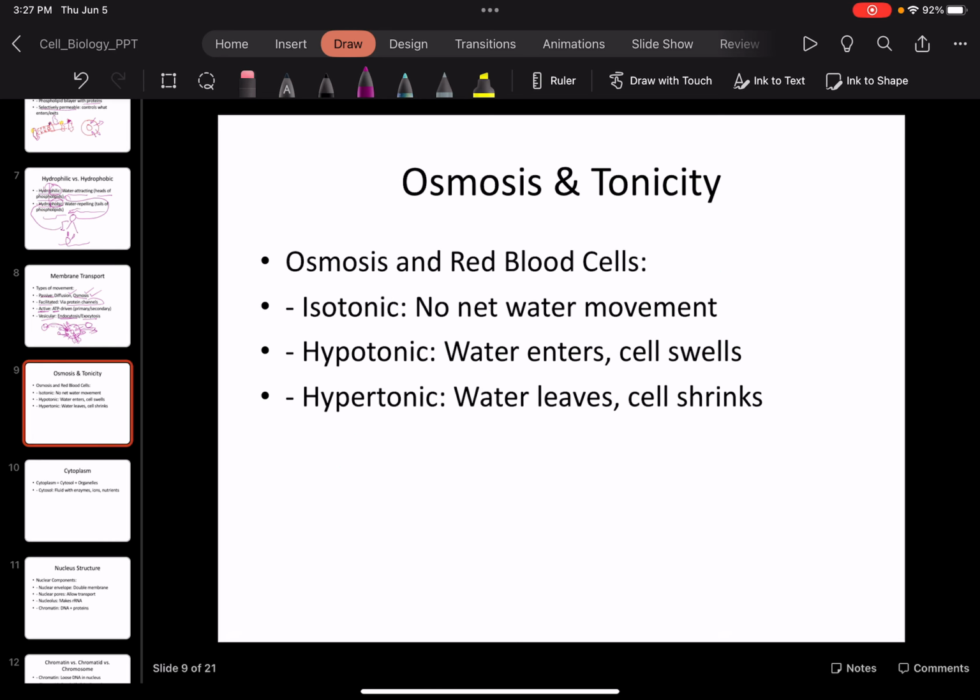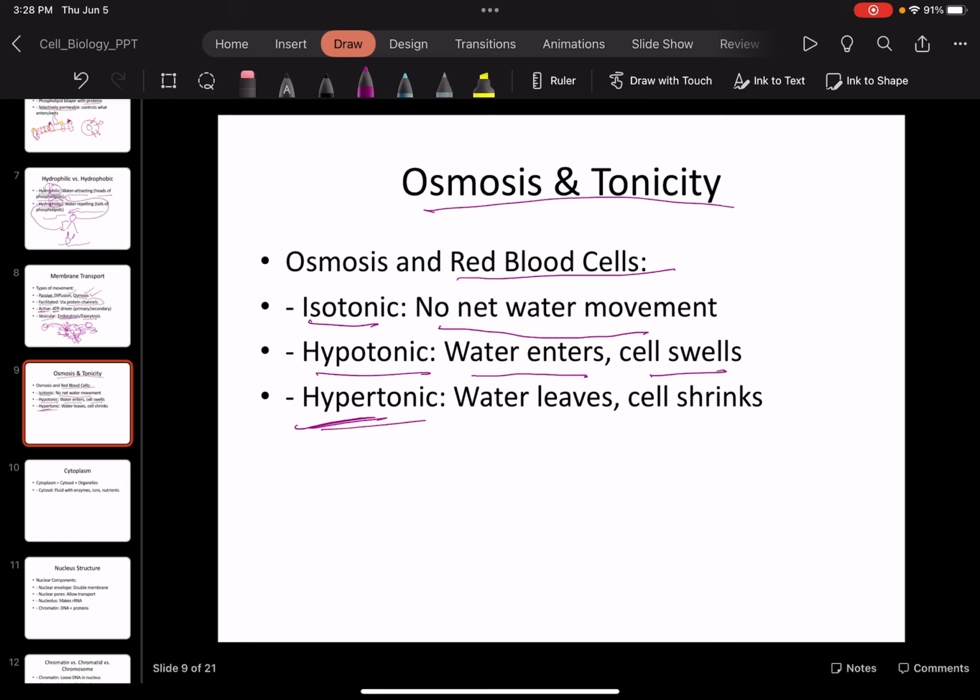This is very important when you take your nursing exam: tonicity, what it is. Osmosis and red blood cells. That's one of the scenario questions you can get from this topic. Isotonic, hypotonic, hypertonic. Isotonic, no net water movement. Hypotonic, water enters, the cell swells. We're going to explain what it is. Hyper means what? More, higher. Hypo means what? Below.